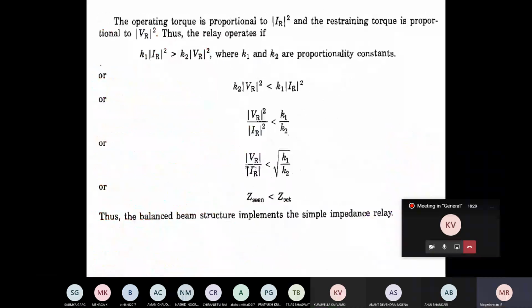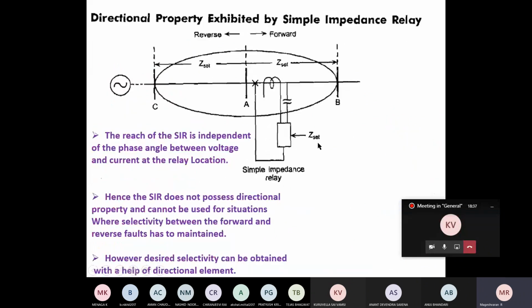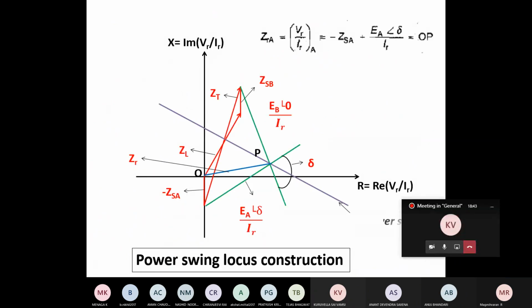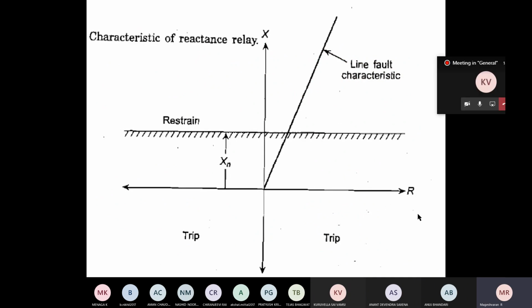Now coming to the same point, just think over the same point. Now place the same point in the reactance relay characteristics. Let us assume it is coming somewhere here or here, whatever. Now, if you place it here or here, is it under the trip region or not? It is under the trip region. So the relay is going to operate. The reactance relay is going to operate for the normal load condition.